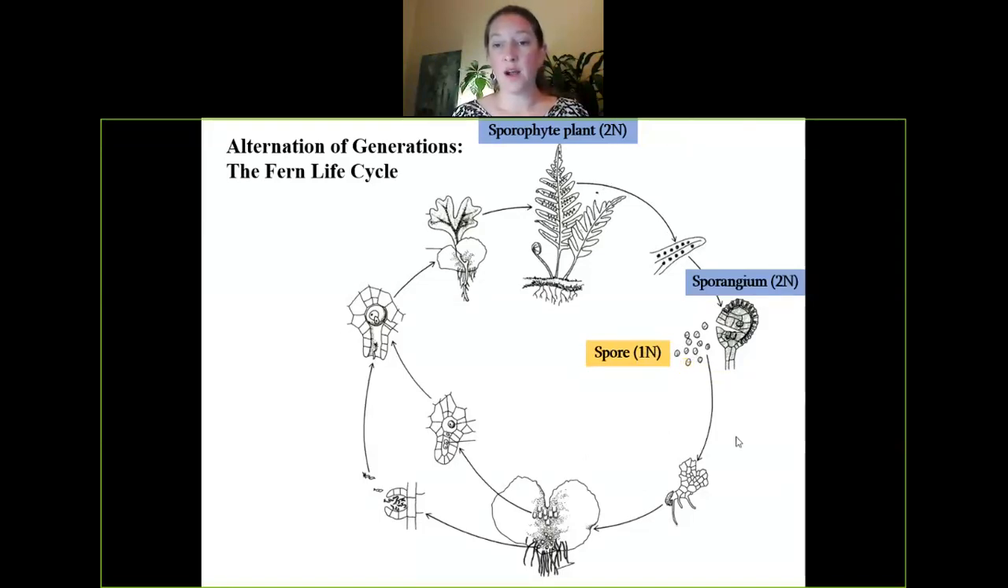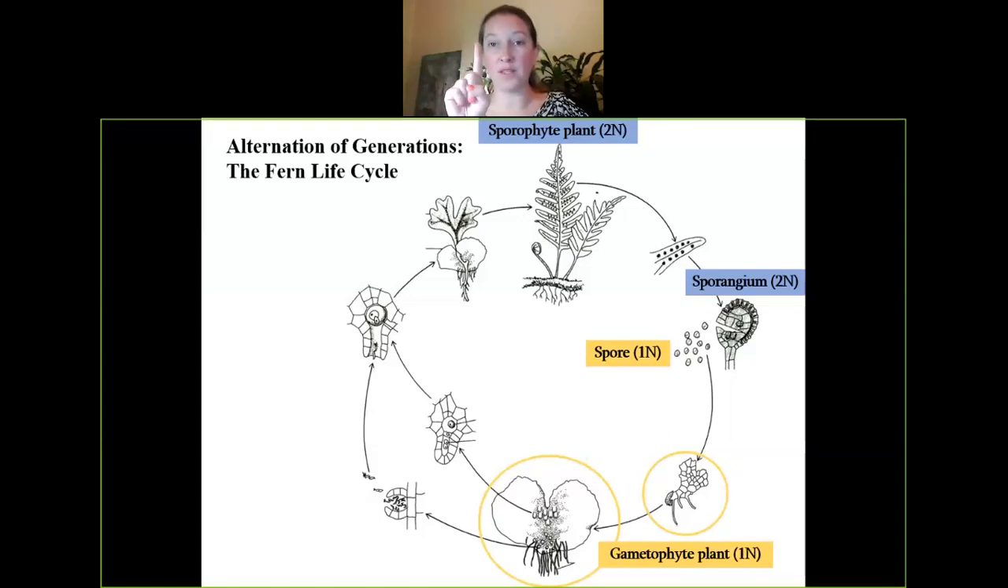They get released into the air, fall on the ground, and then through mitosis, are going to grow bigger and bigger and bigger, and eventually become what's called the gametophyte plant. It grew. So it went from a single-cell spore to kind of a green blob, and then ultimately to this heart-shaped looking gametophyte plant. On that gametophyte plant, there are sex organs.